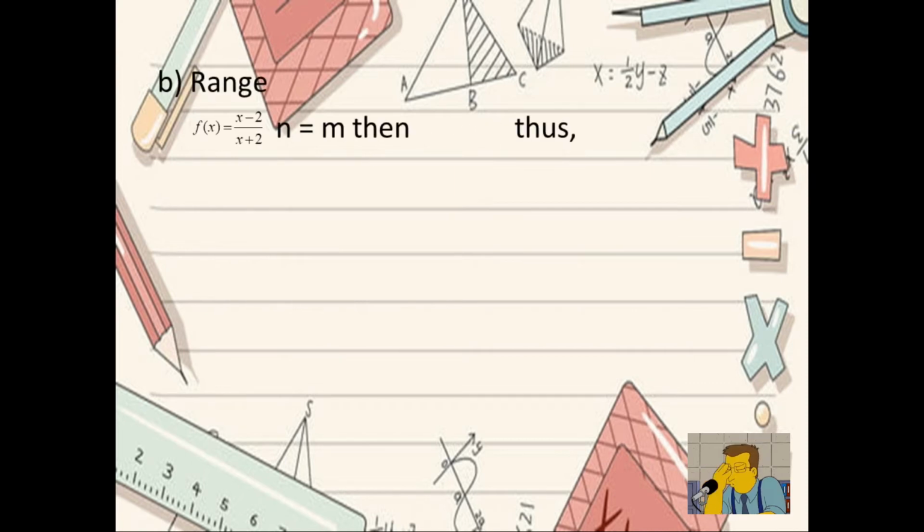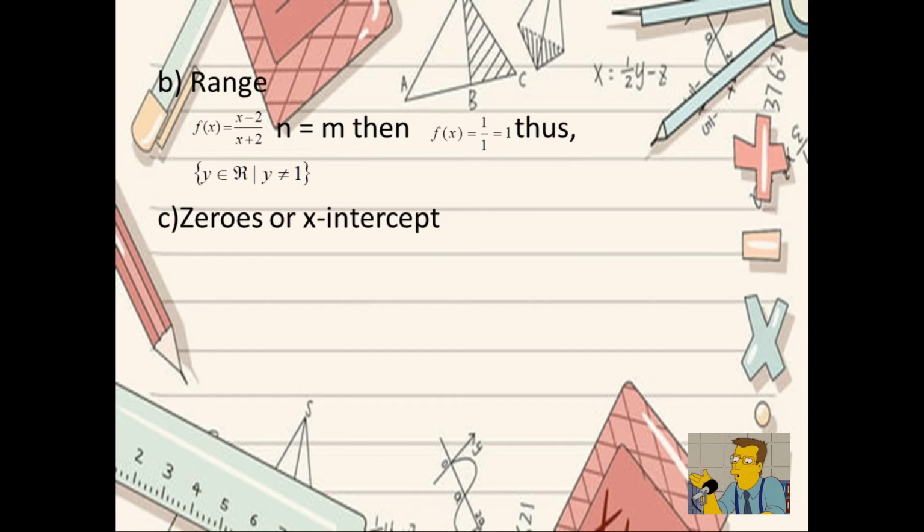Okay, range. Since the given function is f of x equals x minus 2 over x plus 2, then by inspection, the exponent of the numerator is n and the exponent of the denominator is m. So n equals m. Then f of x equals 1 over 1 equals 1. Thus, the range of the function is y is an element of the real numbers such that y is not equal to 1.